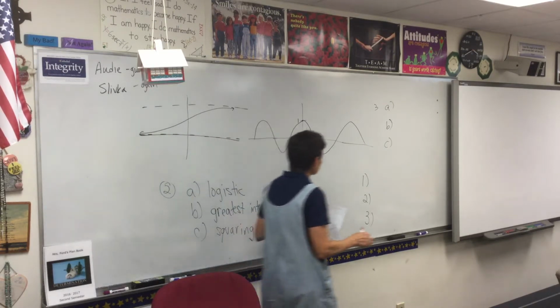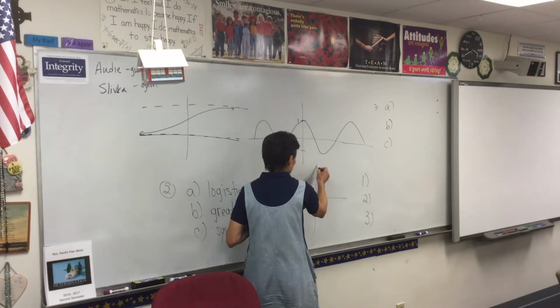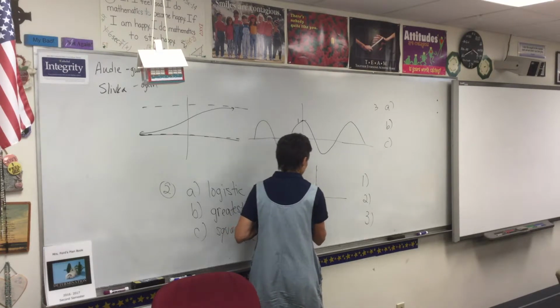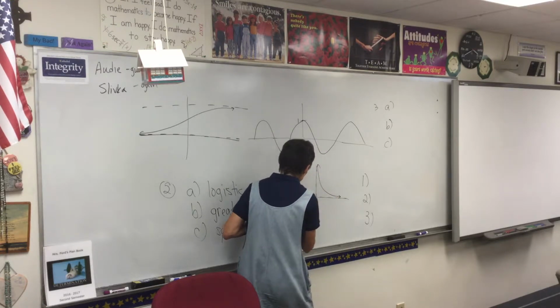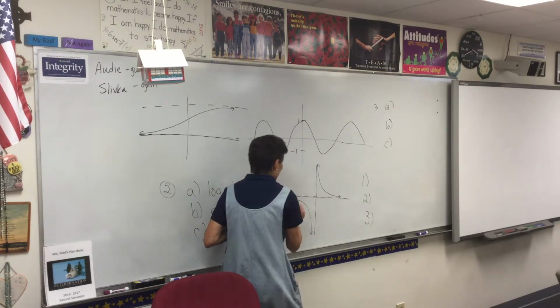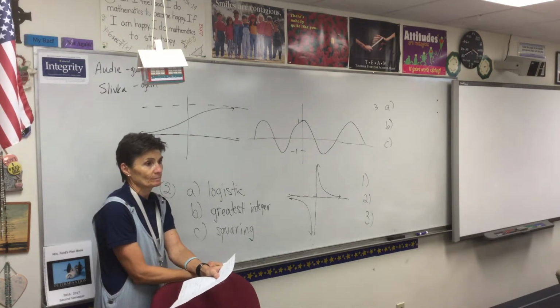And then what's the last one? The reciprocal. That's your reciprocal function. Remember, you've got an asymptote here, and then a little hyperbola shape here and here. That's your reciprocal function, y equals 1 over x.